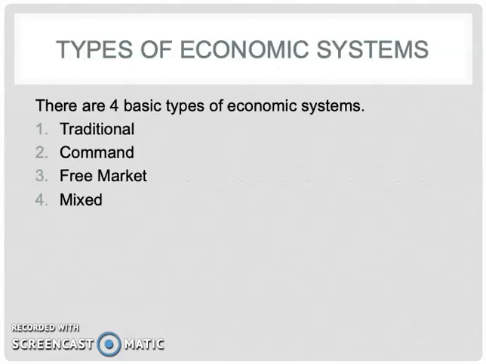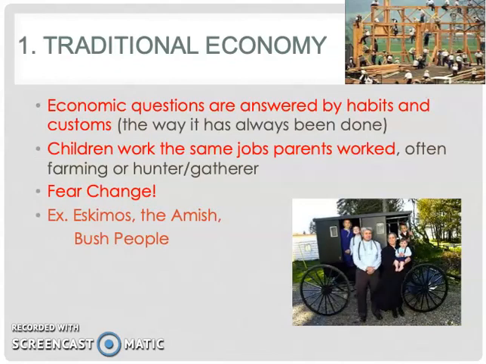Now let's take a look at the four basic types of economic systems. The four of them are traditional, command, free market, and a mixed economy. So in a traditional economy, we see that you have an economy that is based on the habits and the customs that the people are used to, what has been passed down from generation to generation.